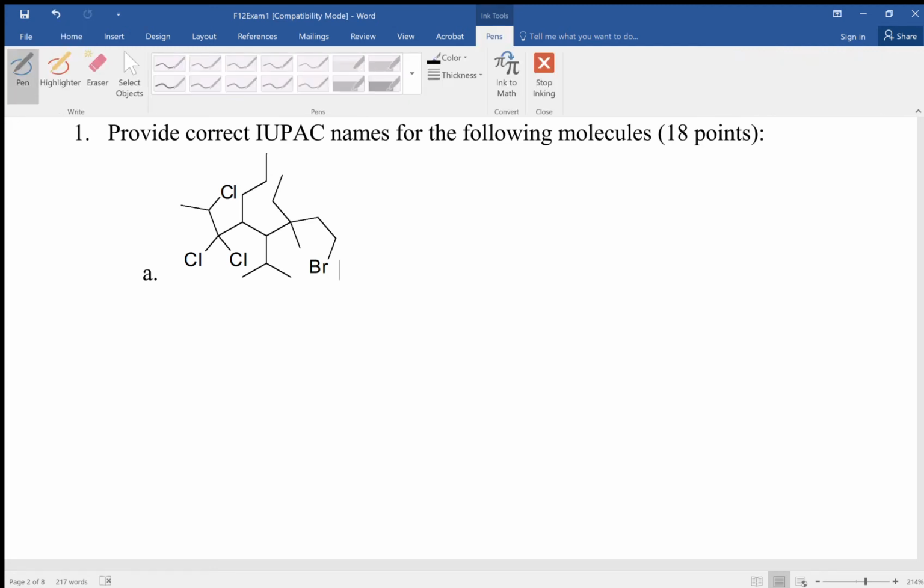So we start this old exam by looking at some nomenclature questions. And this one looks pretty straightforward at first. But one of the issues we find is when we look for the longest chain in this molecule. And the issue is we have 3 chains that all qualify at the same length.